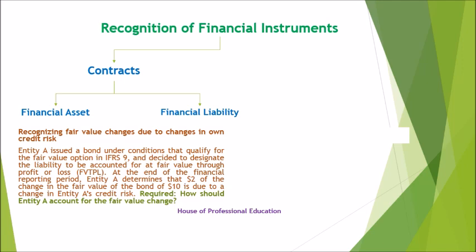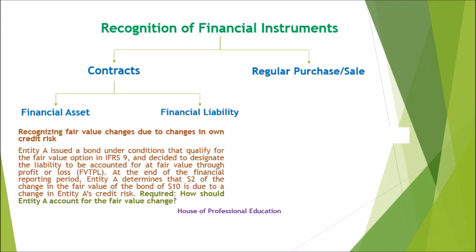Now we can see that the total change in the fair value of the bond is $10, out of which $2 is due to entity A's credit risk. So the accounting entry will be: we will debit the financial liability for bonds by $10 and we will credit the OCI, other comprehensive income, with $2, and the balance $8 will be transferred to profit and loss account.